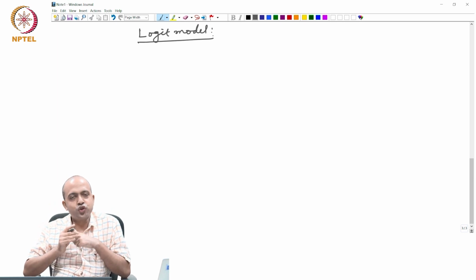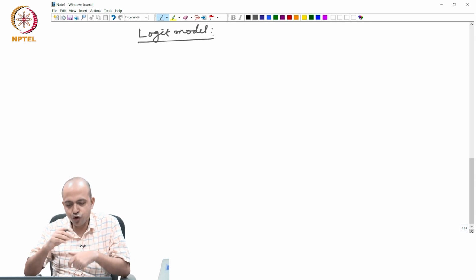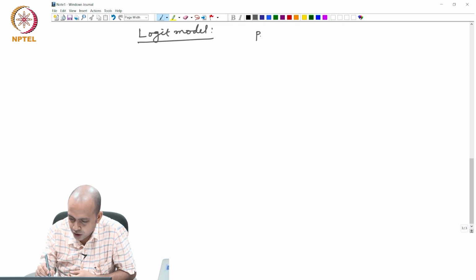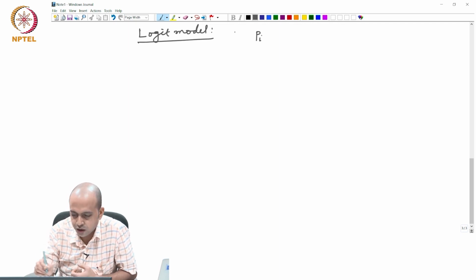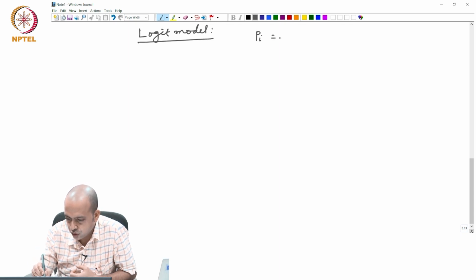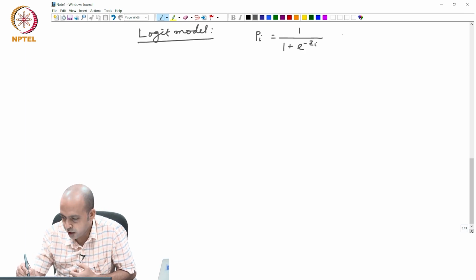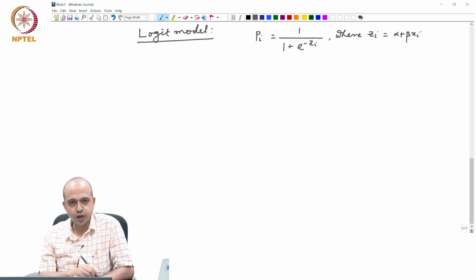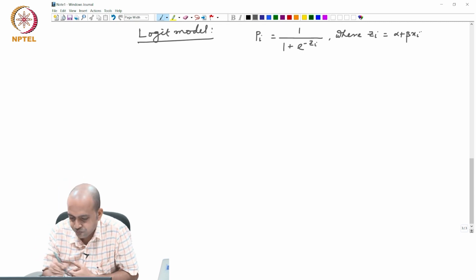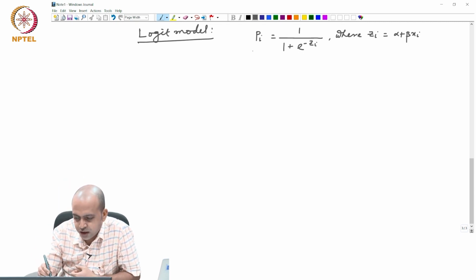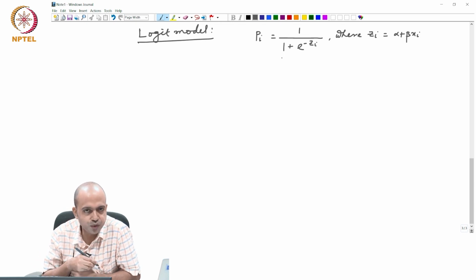So, here instead of assuming probability is a linear function of x, this model assumes that probability pi, which is actually the probability that yi takes the value 1, is pi equals 1 by 1 plus e to the power minus zi, where zi equals alpha plus beta xi.